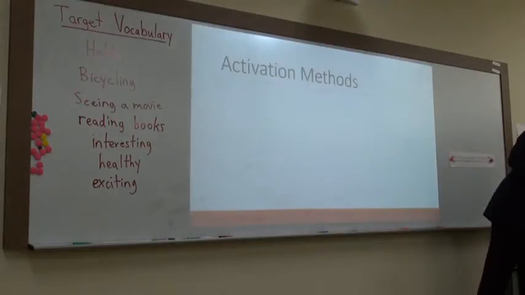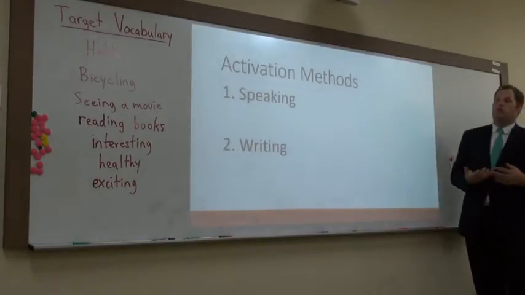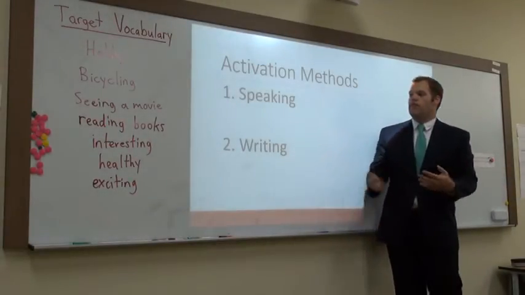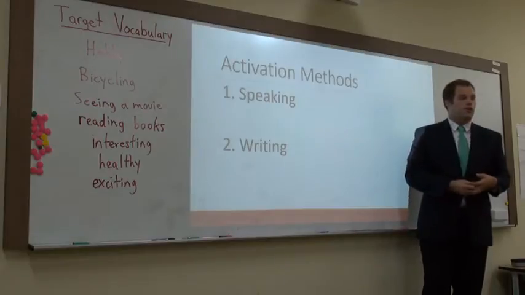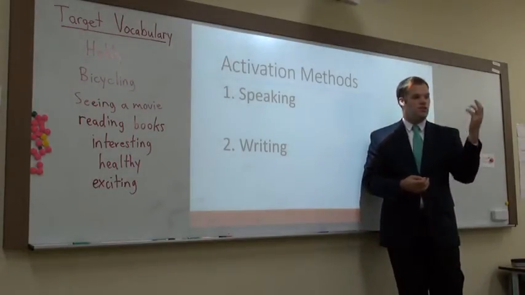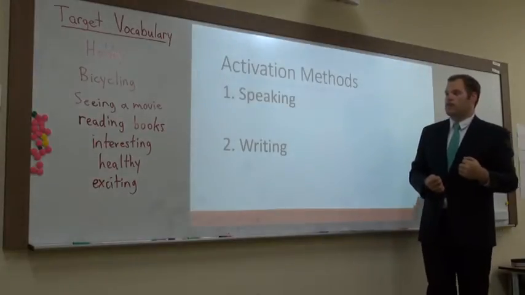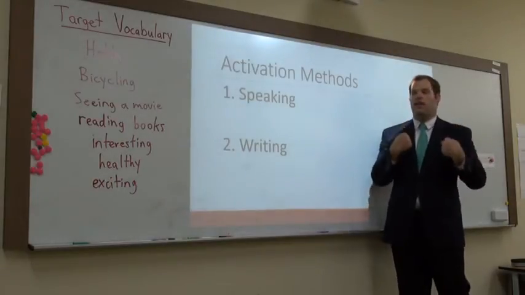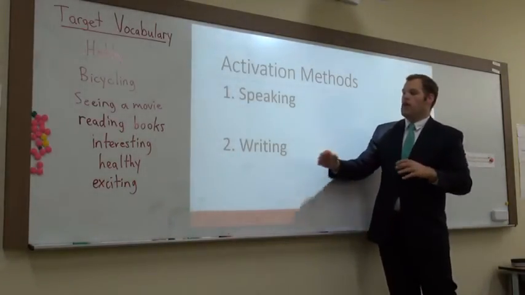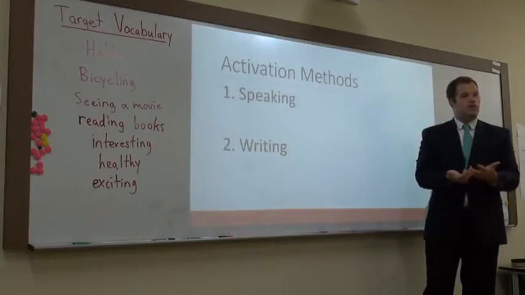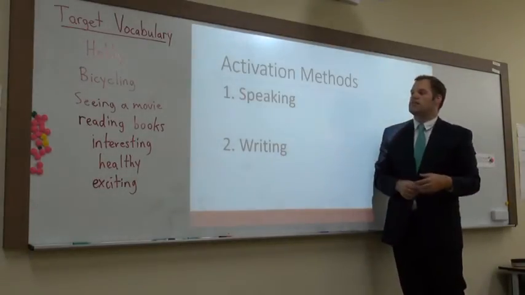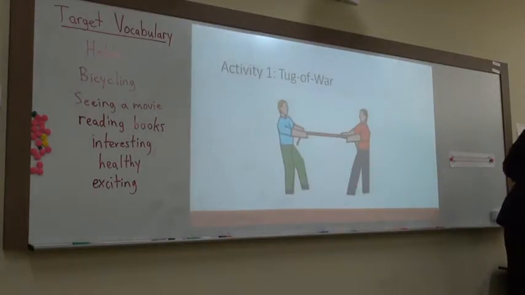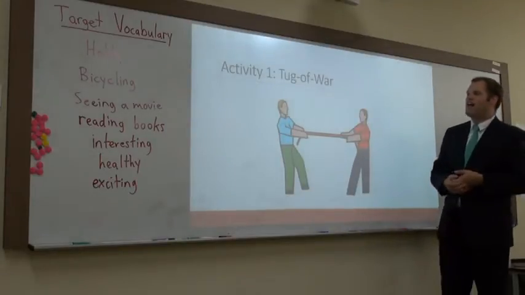Now, activation methods. The 2 main activation methods are speaking and writing. These are 2 of the 4 main skills for English learning. What are the 2 other skills? Listening. And reading. Very good. Listening and reading are receptive skills. How do they learn and take in the English? Speaking and writing are how they produce the skills, production skills, all right? So, we are focusing today on the speaking method of activation. And we're doing this with one of my favorite games, Tug of War.